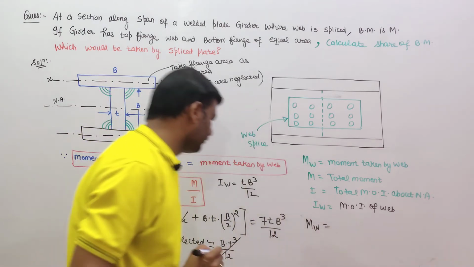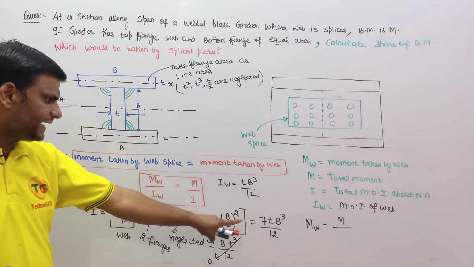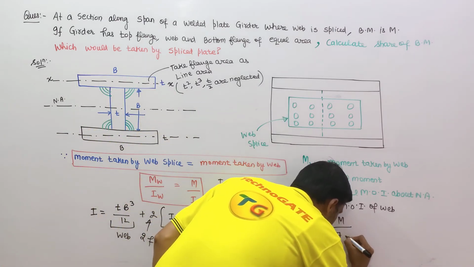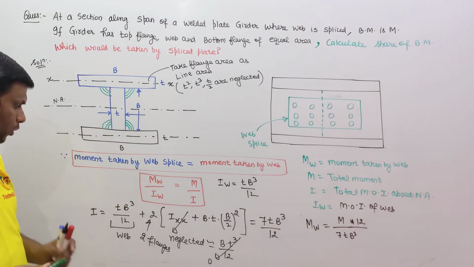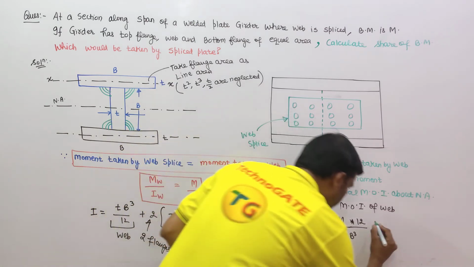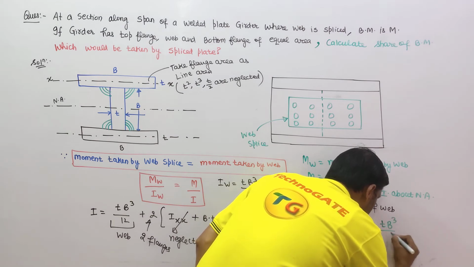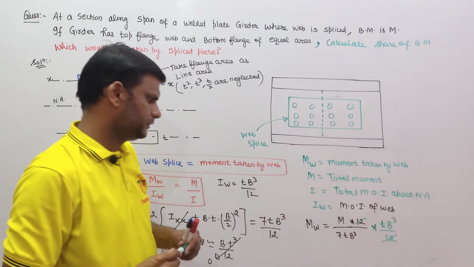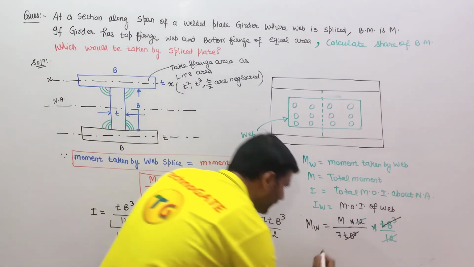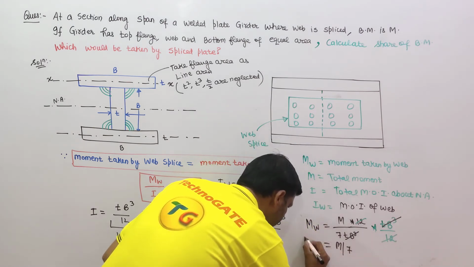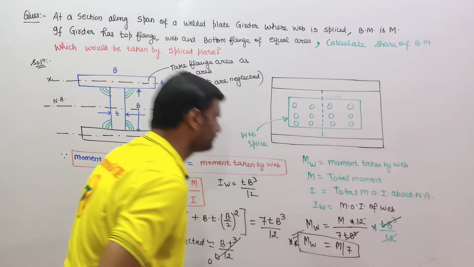M W is equal to capital M divided by capital I, that is 7 t b cube by 12, multiplied by I W, and I W is t b cube divided by 12. 12 and 12 cancel out, t b cube and t b cube cancel out. So the moment taken by the web is equal to the total moment divided by 7. Moment taken by web is equal to total moment divided by 7.